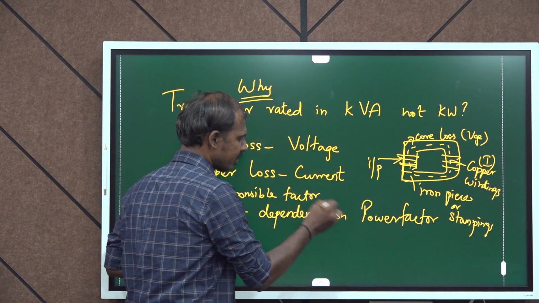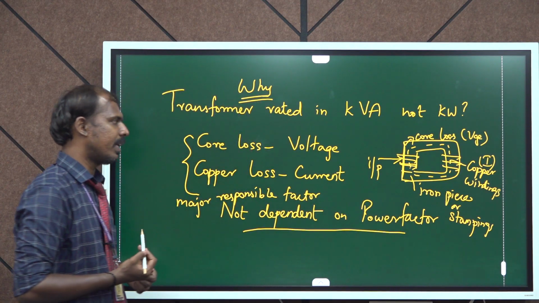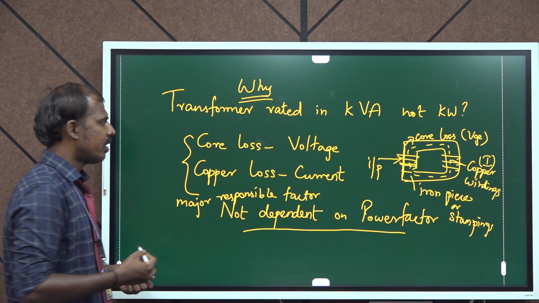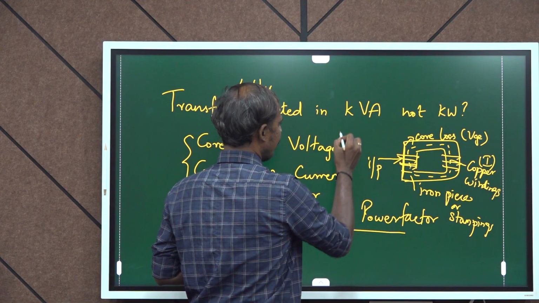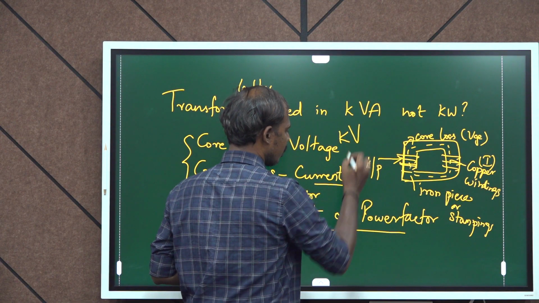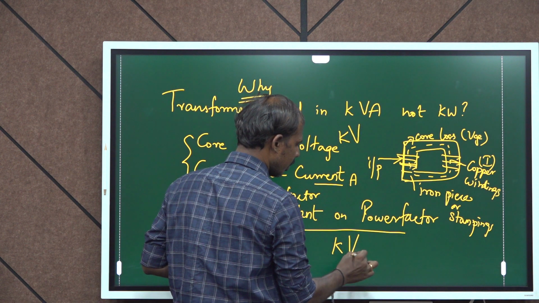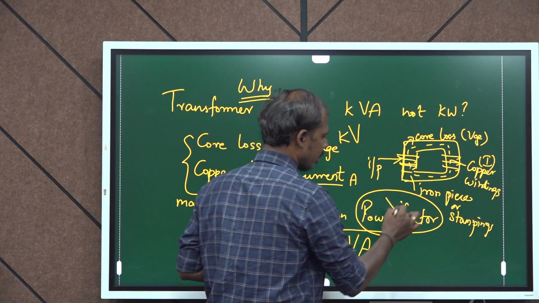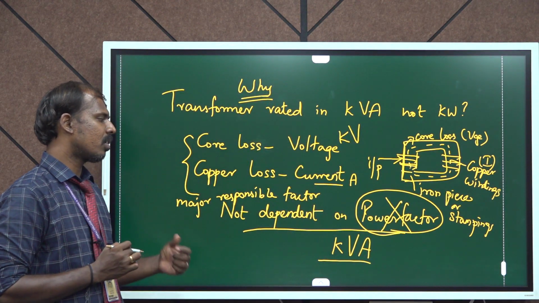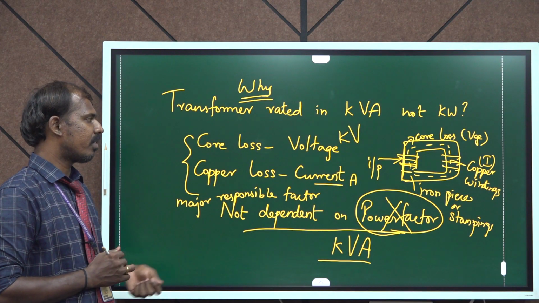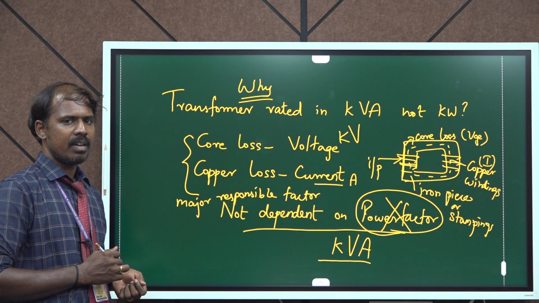and power factor is not at all considered. We depend only on voltage and current and we do not focus on the power factor. So from voltage I am taking kilovolt and from current I am taking the unit ampere. So it is called kilovolt ampere, and we do not depend on the power factor. This is not at all considered, so we will not go into kilowatt. Okay, so this is mainly the reason why we are focusing on kVA instead of kilowatt.